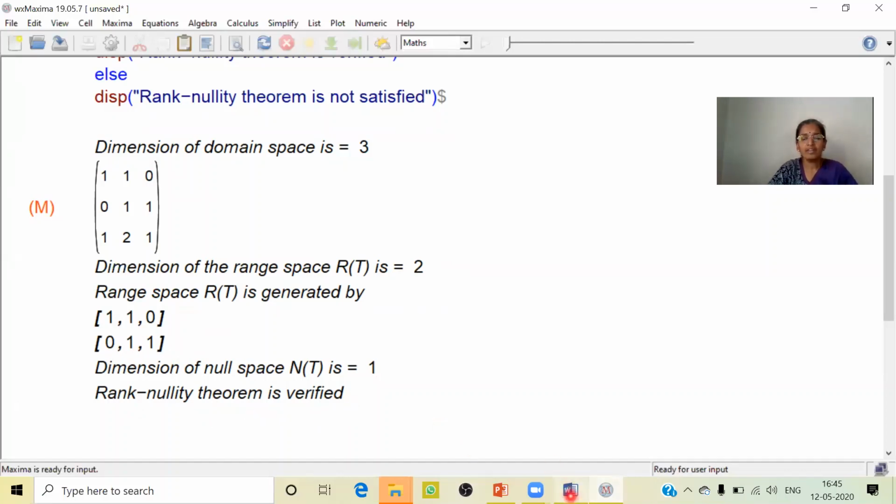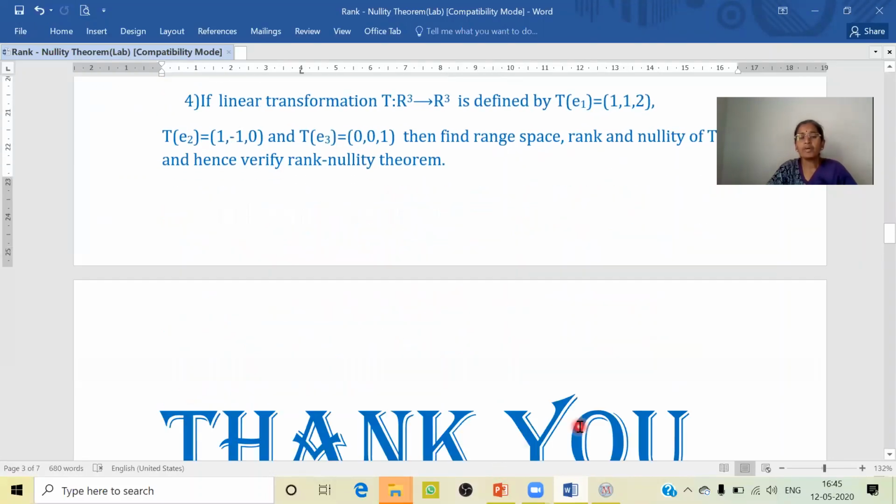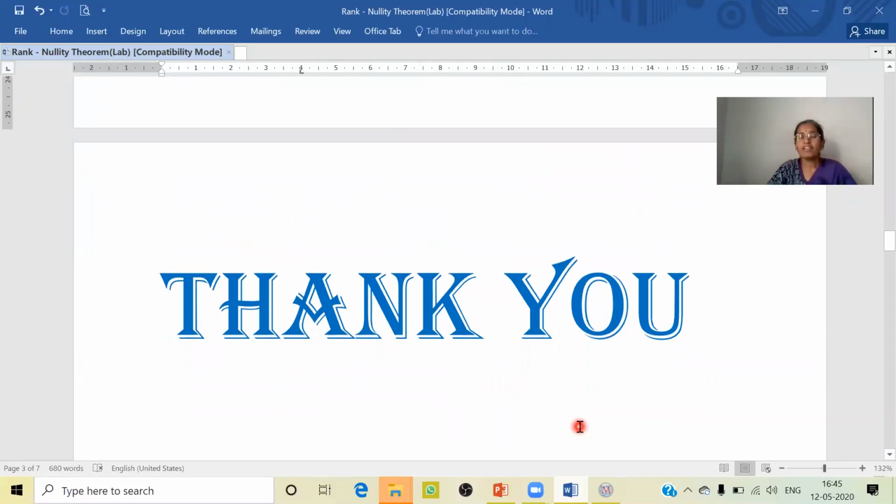Likewise, it is enough if you just change the matrix by these images given to us, and then we can verify whether the rank nullity theorem is verified or not. I hope everybody followed how to verify the rank nullity theorem using Maxima code. You can use Maxima codes to find the range space, nullity, rank, and hence we can verify the rank nullity theorem.